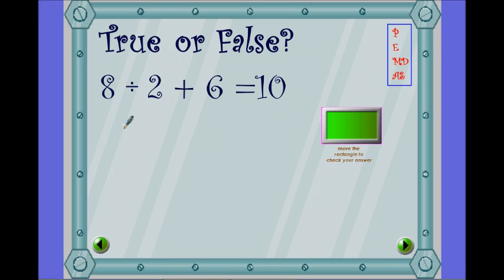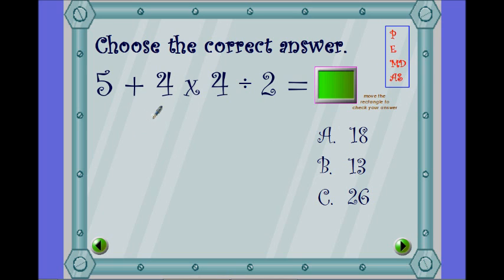Right here. Go ahead and pause, come back, and see if that's true or false. So that's 4 plus 6, which is 10, so that means this is true. Same thing, pause and come back. Alright, so 5 plus 16 divided by 2. So do the division, 5 plus 8, so that's 13.